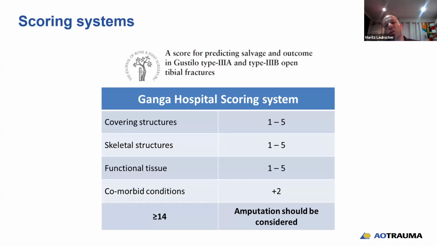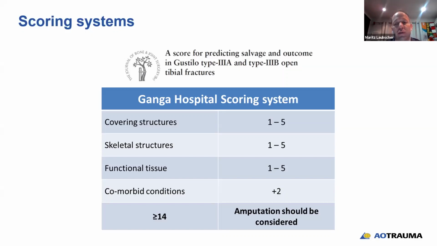And with increased severity of the injury, you get a score closer to 5. There are certain comorbid conditions which act as modifiers that will add a score of 2. And in any case of 14 or more, you should consider amputation. In their series, they actually showed that a score of 16 and more had a 100% eventual amputation rate. So even the limbs that survived short term with a score of 17 or more eventually had to be amputated for sepsis or non-union or failed reconstruction.